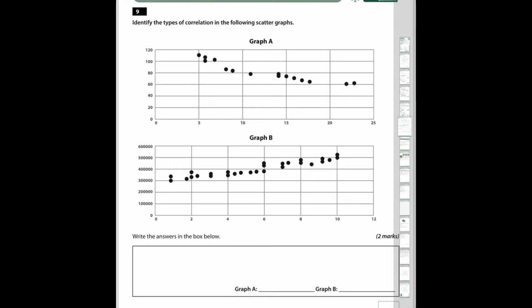Question 9. Identify the types of correlation in the following scatter graphs. So all we're looking at here is if it's even, positive or negative. So graph A, as it goes down, if you drew a line across roughly, that's negative because it's going down the page. So graph A is negative. Graph B, the line is going up slightly. So graph B is positive. Nice simple one.